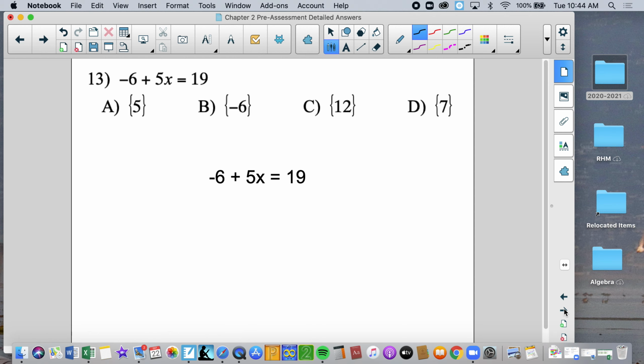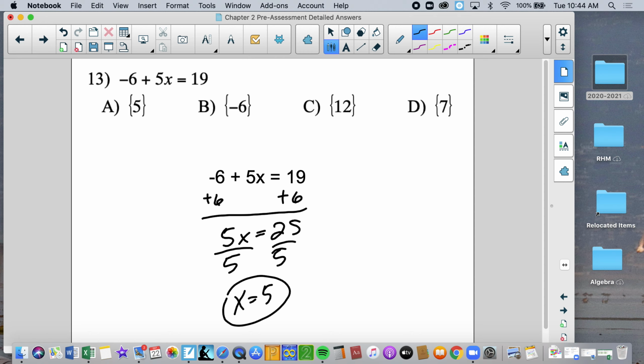Here's another two-step equation. Something's being added or subtracted to the variable, and something's being multiplied by the variable. I'm going to get rid of things being added and subtracted. What do I need to do to get rid of the negative 6? I'm going to add 6 to both sides. That leaves me with 5x equals 25. I'm going to divide by 5. X equals 5. My first A answer.